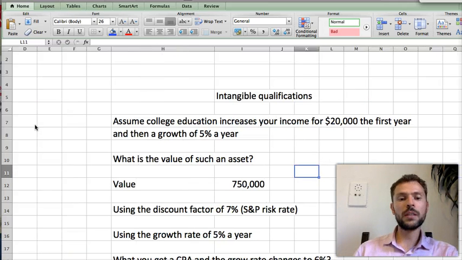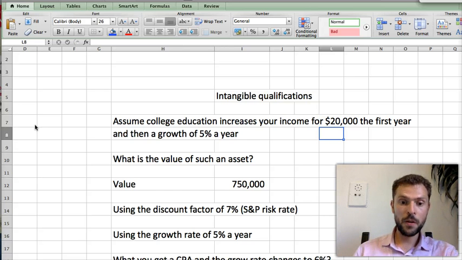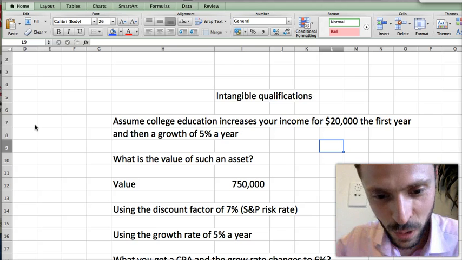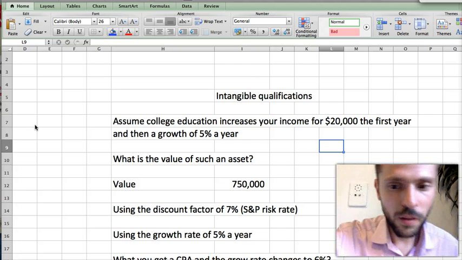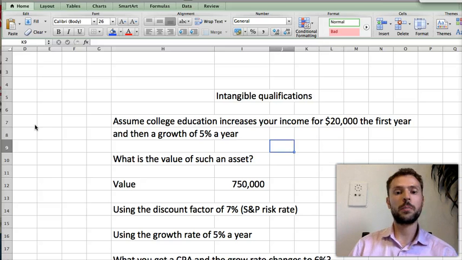And with that, I want to say, assume that you're going to get $20,000 extra in income because you got a college degree. Just an assumption. I don't know exactly what the incomes are, but I think this is a good starting point.